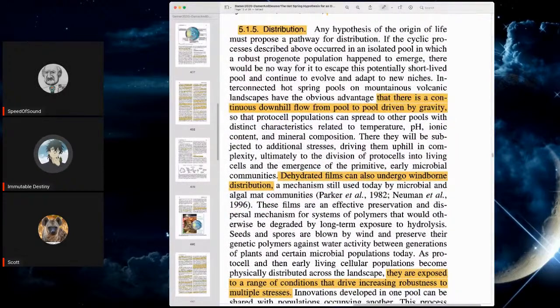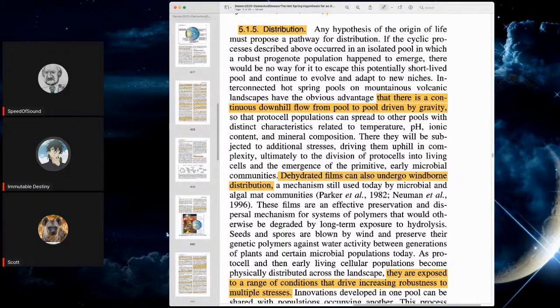5.1.5, distribution. Any hypothesis for the origin of life must propose a pathway for distribution. If the cyclic processes described above occurred in an isolated pool in which a robust progenote population happened to emerge, there would be no way for it to escape this potentially short-lived pool and continue to evolve and adapt to new niches.